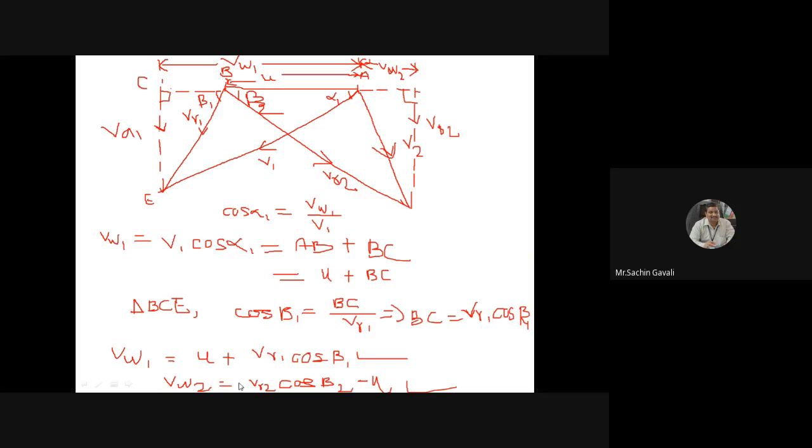VW1 plus VW2, we are getting it as U will get cancelled, VR1 cos beta 1 plus VR2 cos beta 2, and VR1 cos beta 1 we have taken common. In that case, it will become 1 plus VR2 cos beta 2 upon VR1 cos beta 1, that is 1 plus k into c, and VR1 cos beta 1 we have written as V1 cos alpha 1 minus U.